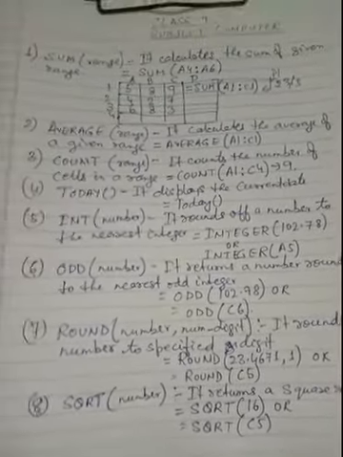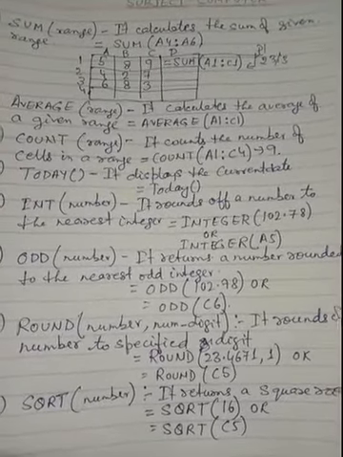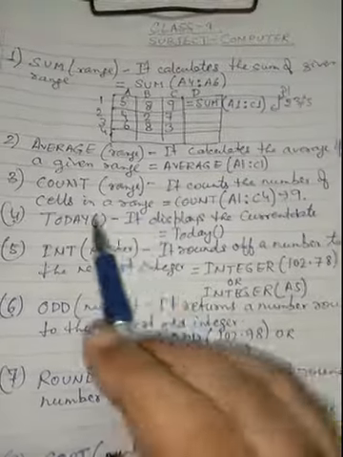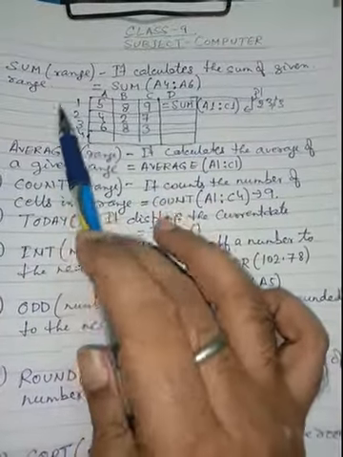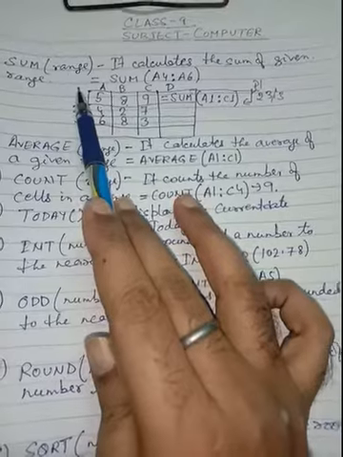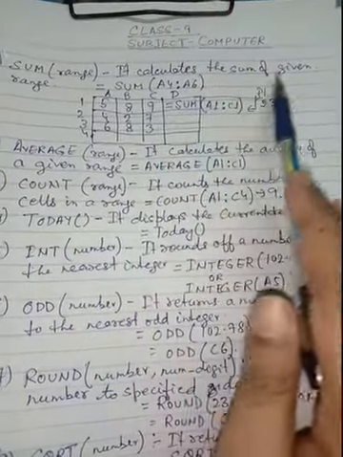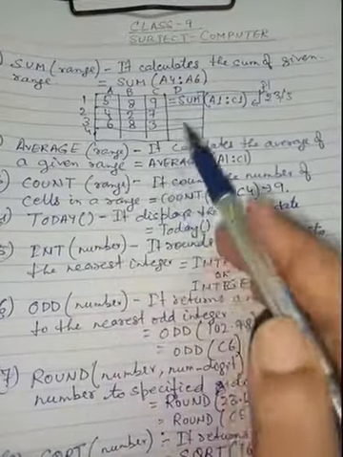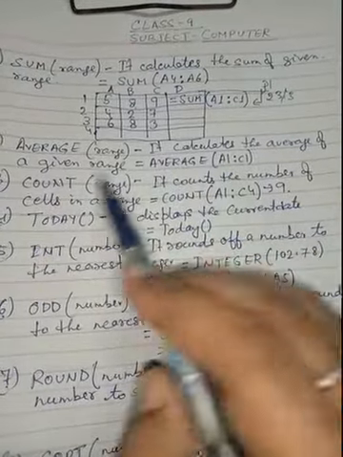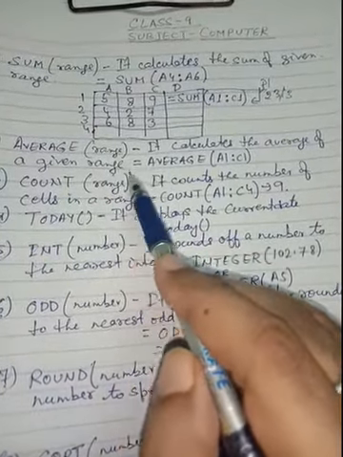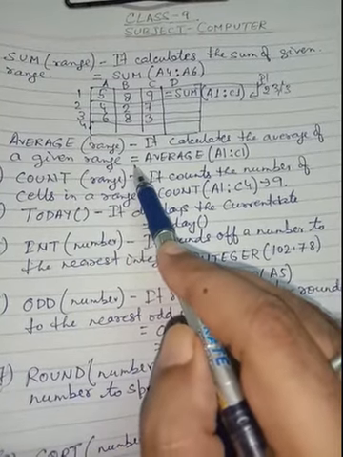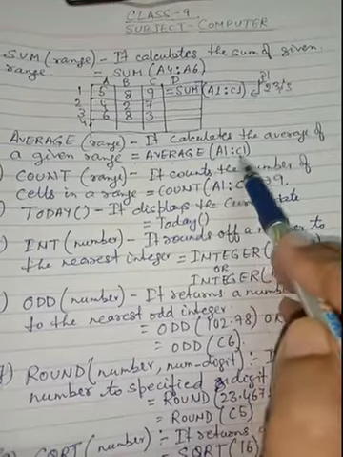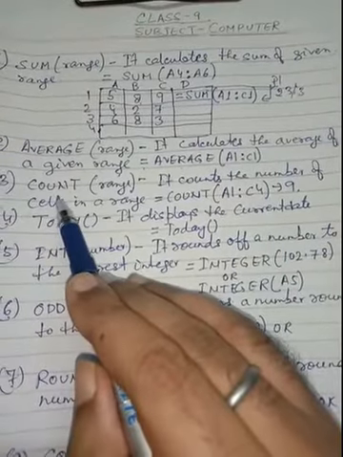So these were some of the commonly used functions in MS Excel 2010. The first one is the SUM function, in which we have to give the range. What does it do? It calculates the sum of a given range. Next, we have the AVERAGE function. What does it do? It calculates the average of a given range. How to write it? We first of all start with the equal sign, AVERAGE, then give the cell reference over here.